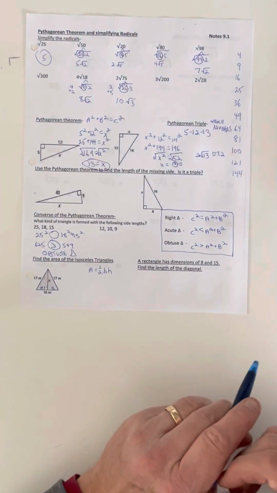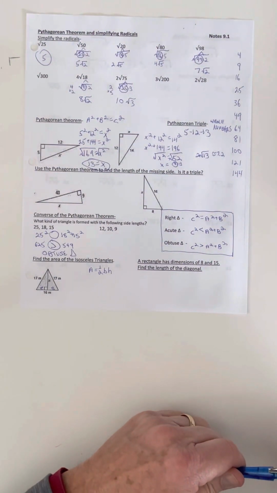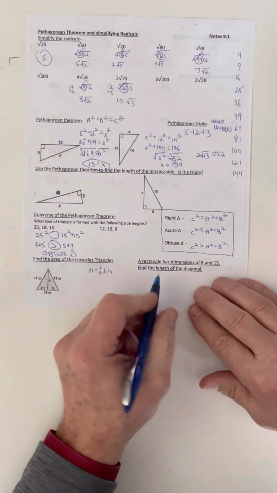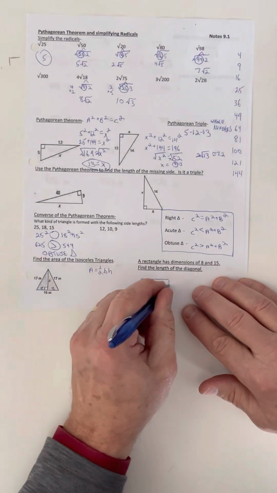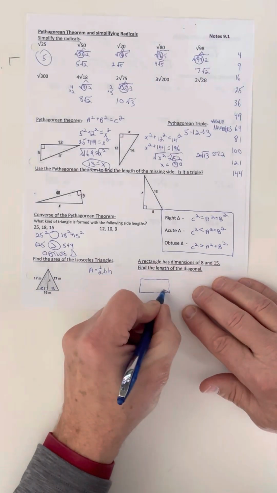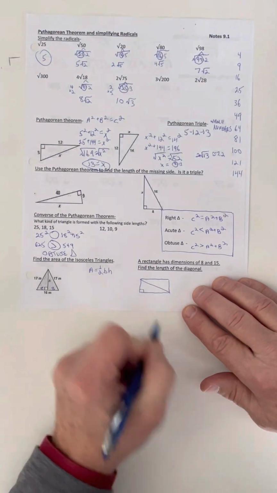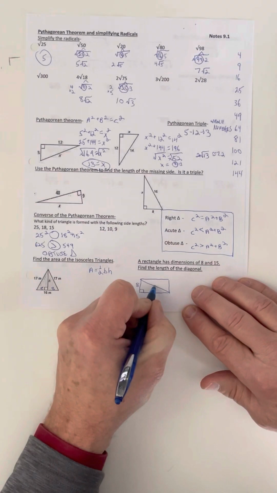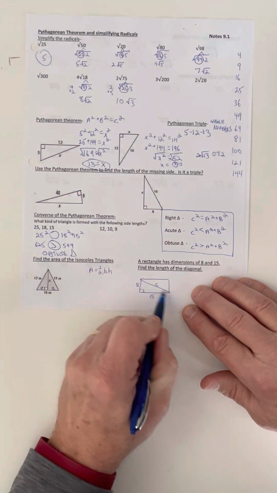A rectangle has dimensions of 8 and 15. Draw your picture. Find the length of the diagonal. So obviously that's a right triangle. You're going to look for the hypotenuse, which is C.